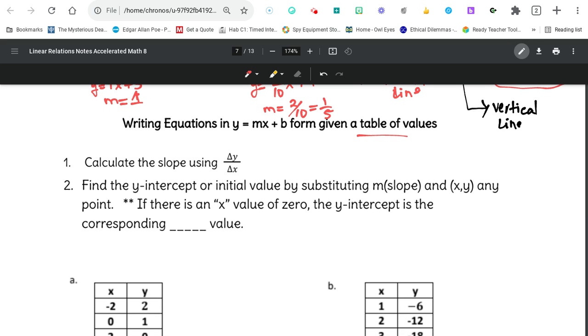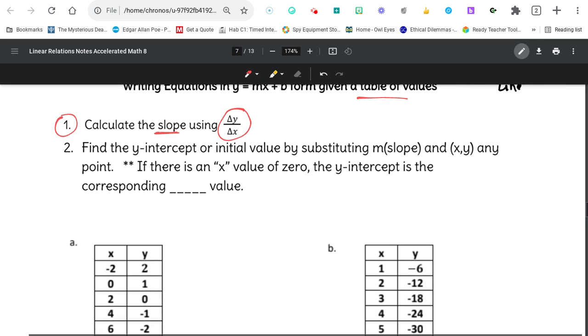The first thing you're going to do from the table is calculate the change in y compared to the change in x. That means you're calculating the slope. So you're going to be using this formula. Just pick 2 points and calculate the change in y and change in x.